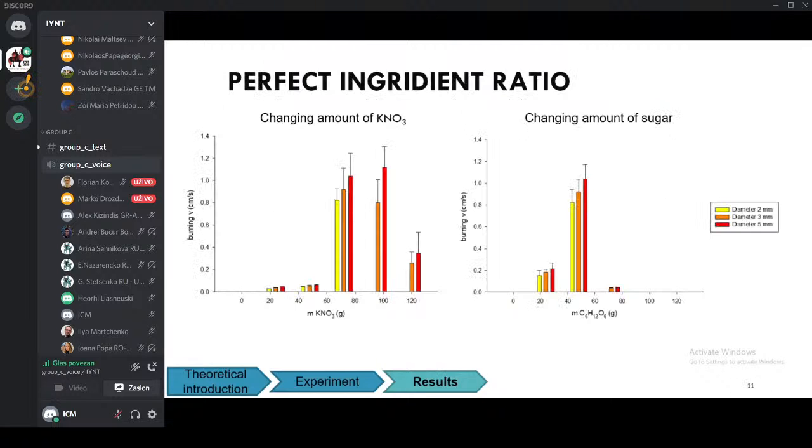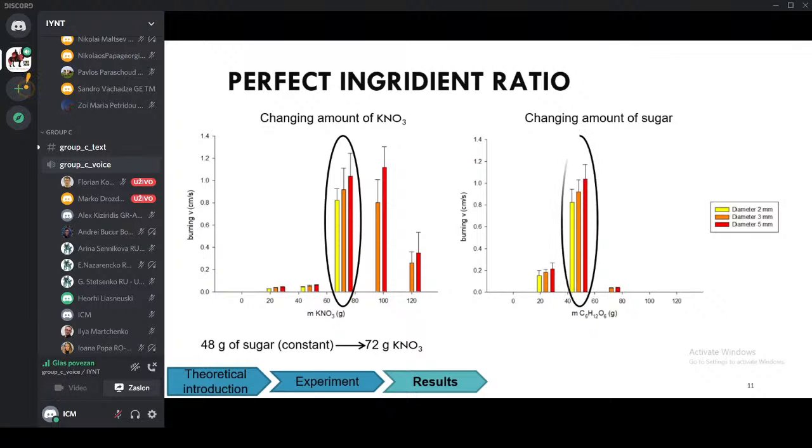From this experiment, I concluded that the perfect ratio is really a perfect ingredient ratio. In the first graph, when changing the amount of potassium nitrate, the fastest speed was at 72 grams of potassium nitrate. In the second graph, when changing the amount of sugar, the best results were for 48 grams of sugar. With this, we can conclude that this ratio is really a perfect match with the literature.